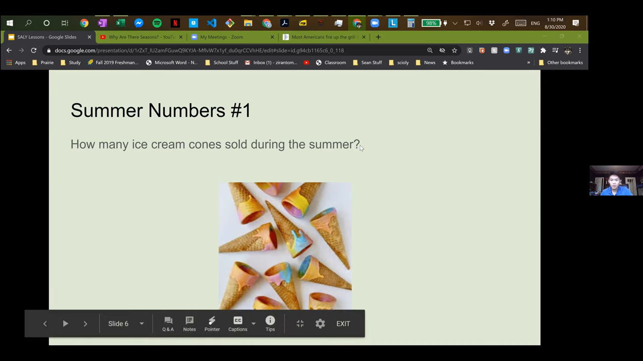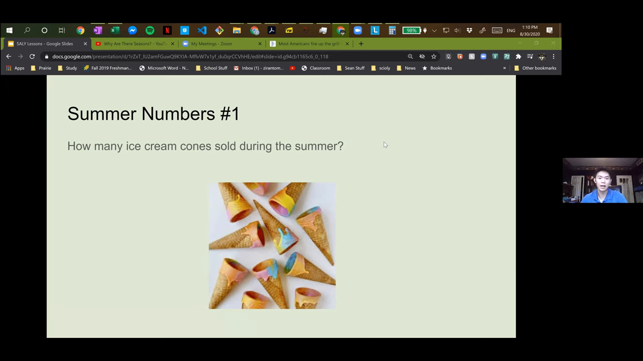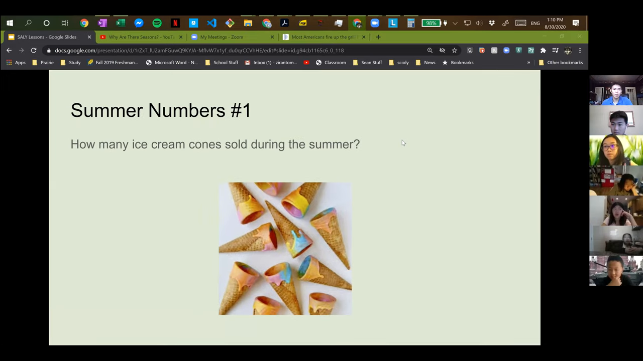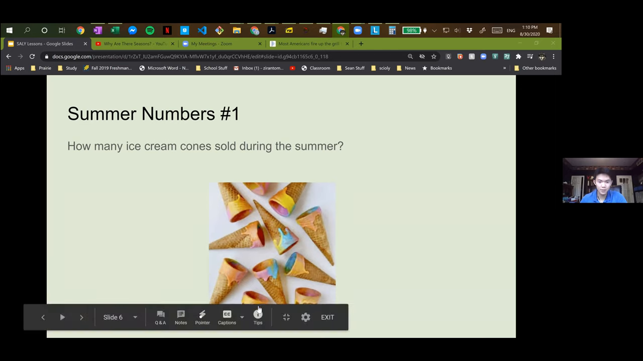All right. So let me share the results of the poll that you guys have. A lot of you guys thought that Americans eat 1.5 billion gallons of ice cream, which is a lot. And that's pretty close. 1.5 billion gallons of ice cream is actually the amount that Americans eat during the entire year. So during the summer, 800 million gallons of ice cream are actually eaten. And this is just because during the summer, people want to eat ice cream more. Okay, so we'll keep moving.